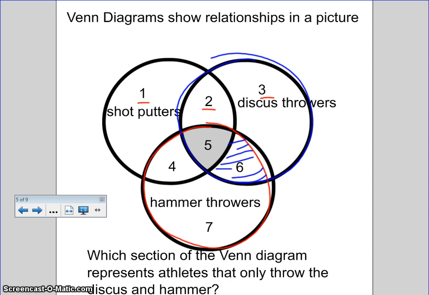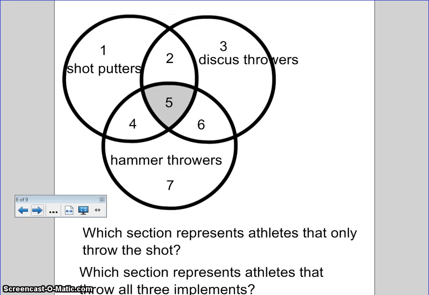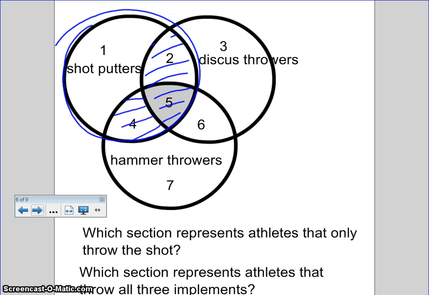It's not section 5 because in section 5, those guys throw the discus, the hammer, and the shot. And it said only the discus and the hammer. We got a couple more questions based on the same Venn diagram here. It says, which section represents athletes that only throw the shot? So the kids that throw the shot and nothing else. Well, this is our entire shot put circle right here. These sections over here are where there's overlap with other implements, and this one as well, which means that the section where the only one that they do is shot put is section 1.